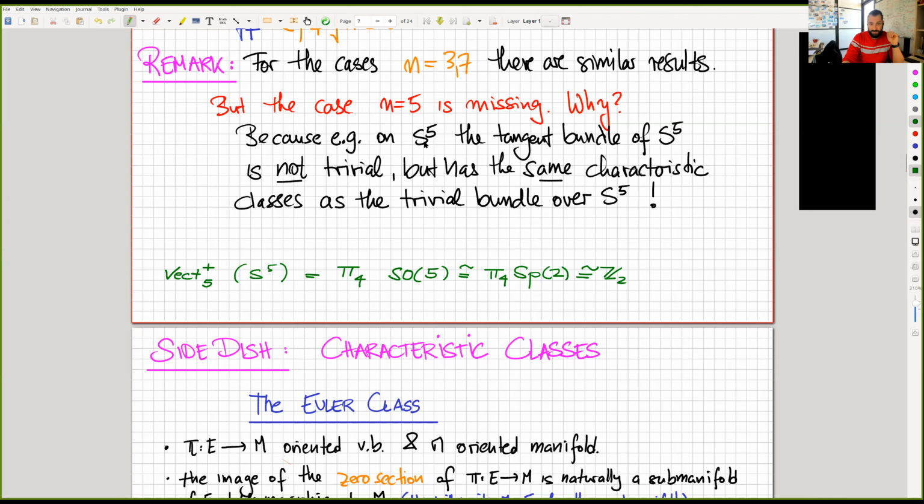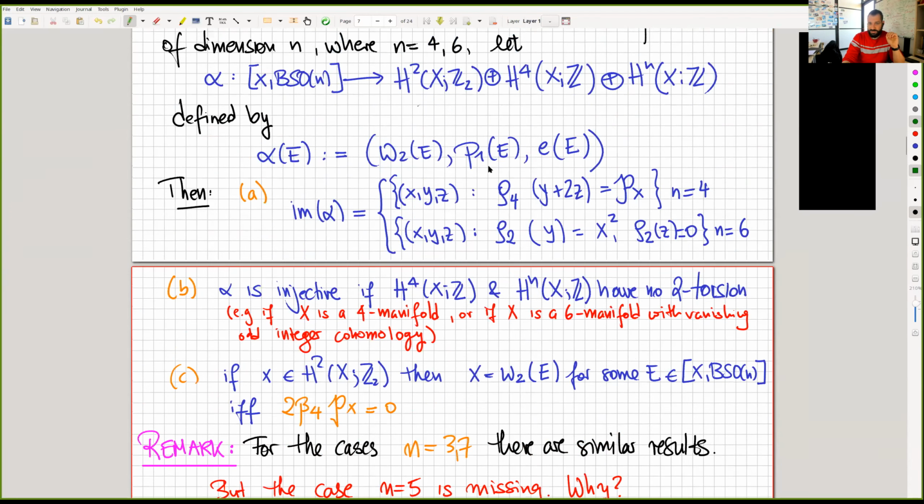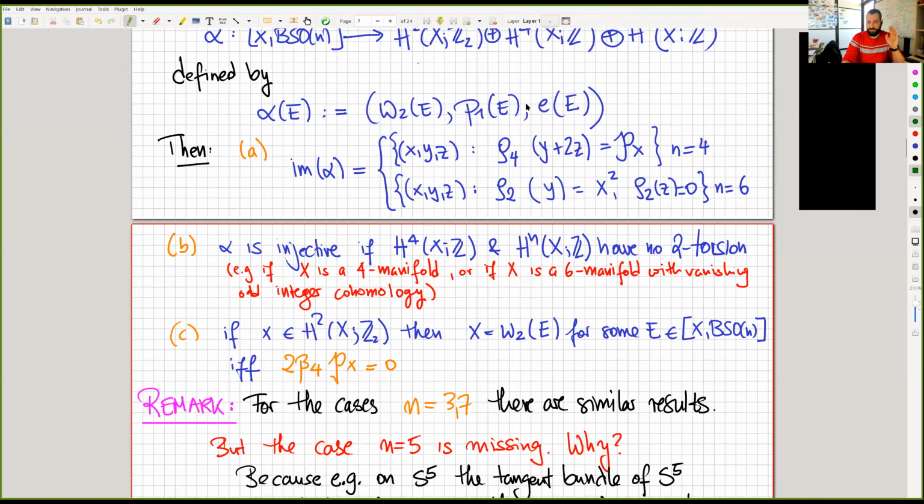So this means that the other element here, the non-trivial element, is exactly the tangent bundle of the sphere, but it cannot be distinguished from the trivial bundle through characteristic classes, because the characteristic classes for the trivial bundle are always 0, and the same goes for the tangent bundle of S5. Right, so this thing is not possible.